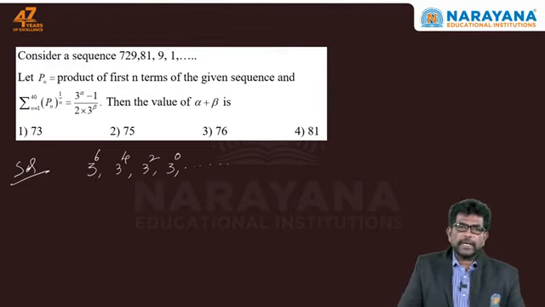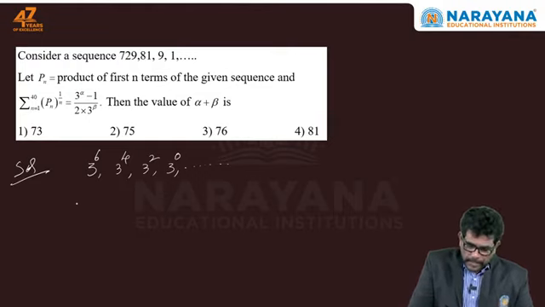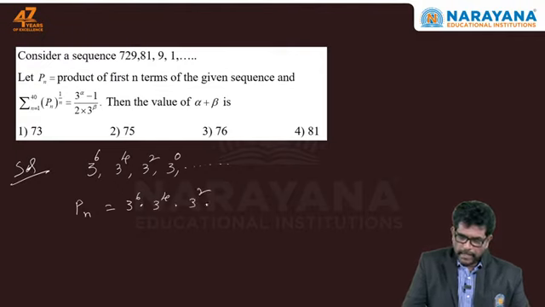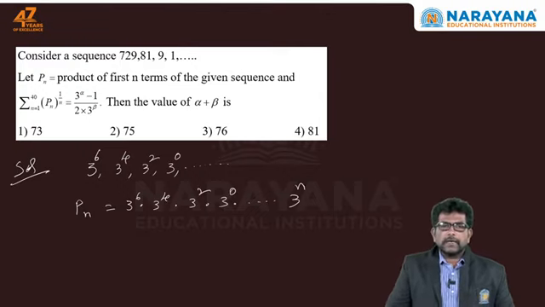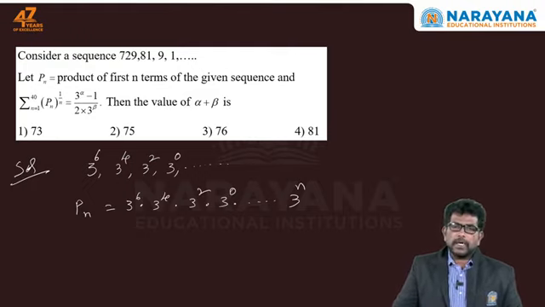Now, Pn is defined as the product of the first n terms of the given sequence. So we are trying to find the product of the first n terms. That is, Pn is equal to 3 to the power of 6 into 3 to the power of 4 into 3 square into 3 to the power of 0 and so on, up to 3 to the power of n. These are n terms in the given sequence.